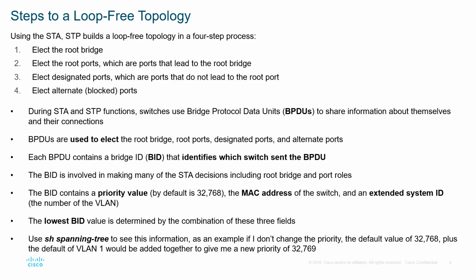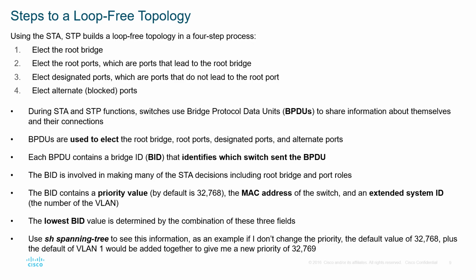So using the STA, STP builds a loop-free topology in 4 steps. First, it's going to elect the root bridge. After the bridge, it elects the root ports, which are ports that lead directly to that root bridge. Then it's going to elect designated ports. These are ports that do not lead directly to the root port. And then it will elect alternate blocked ports.